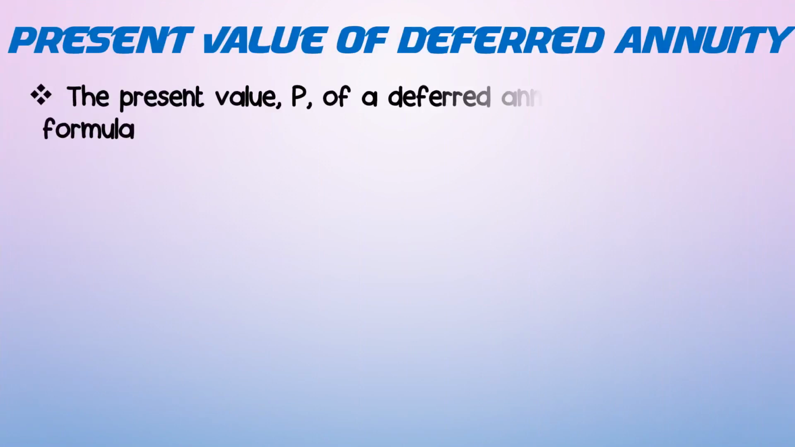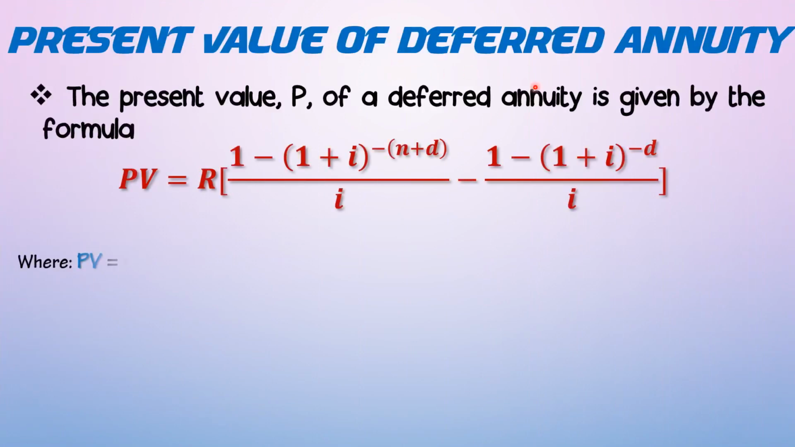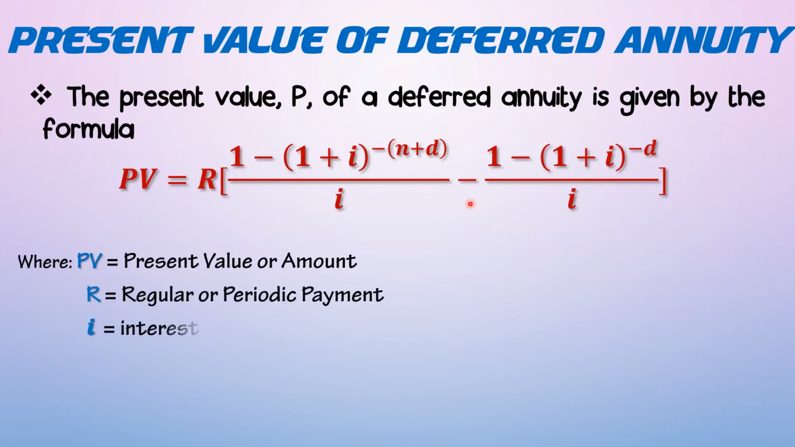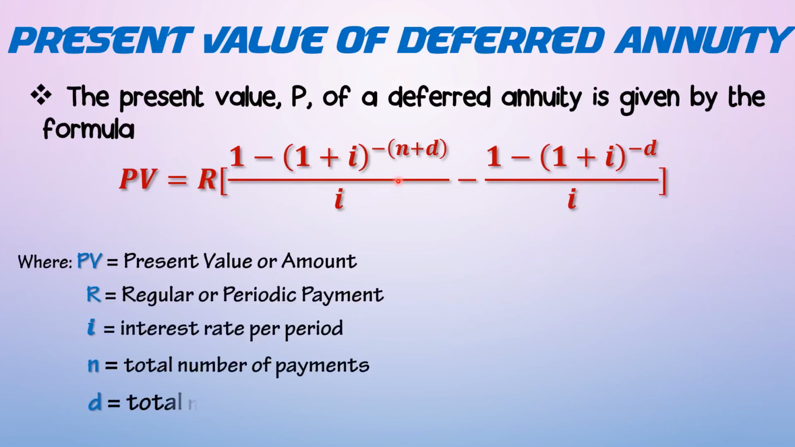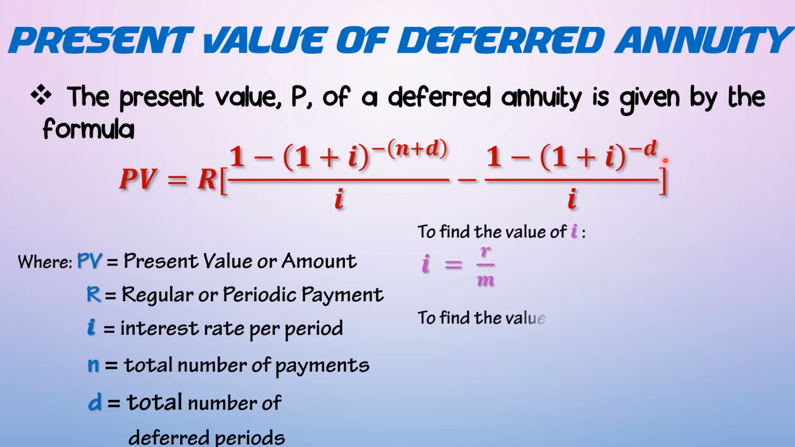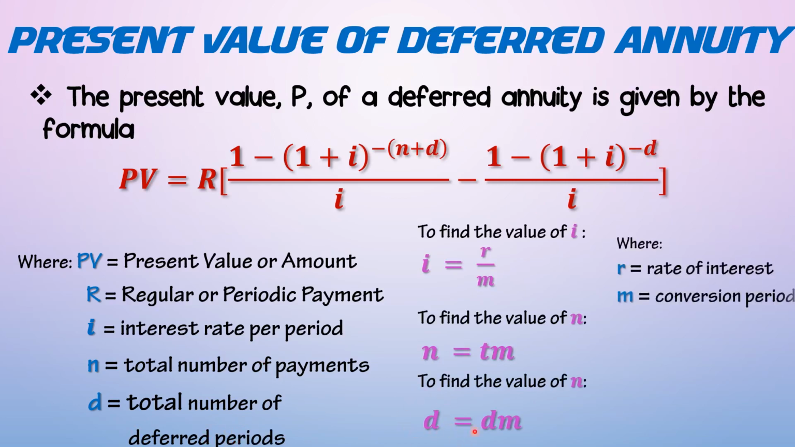Okay, so this one is the formula for the present value of deferred annuity. Medyo mahaba lang, and additionally we have here the letter D. So how do we find the value of D? D refers to the total number of deferred periods, and to find that you have to multiply the number of deferred years times the conversion period. So, i-multiply pa natin siya sa M before we can substitute it here.